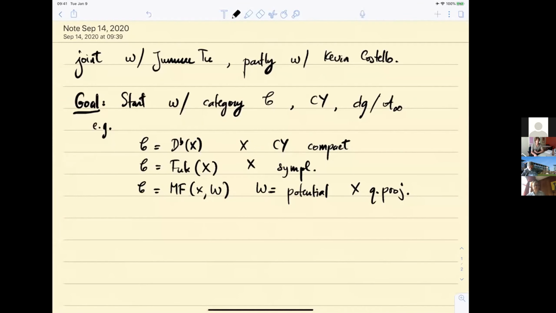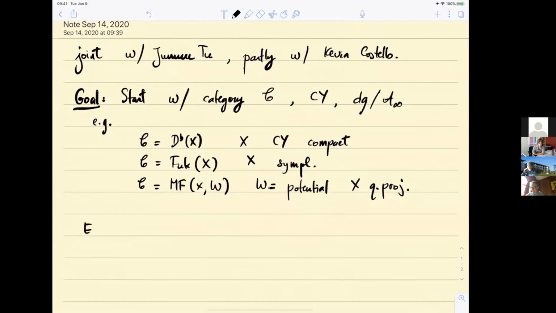All of these categories will share the kind of properties that we want. And the goal out of this is to extract a whole slew of invariants that will be Gromov-Witten-like. So spoiler alert, already I can tell you that just the category will not be enough for the extraction of the Gromov-Witten invariants. We will need some extra data, but for now I want to begin by explaining what Gromov-Witten-like invariants are.